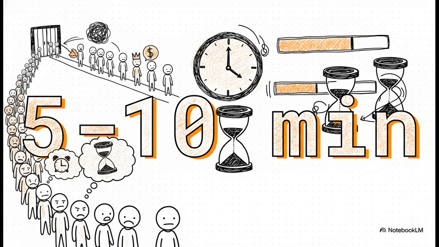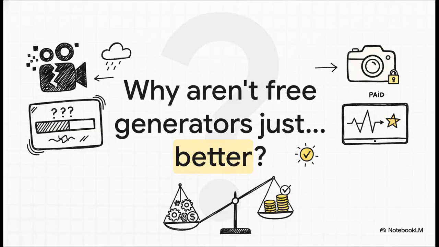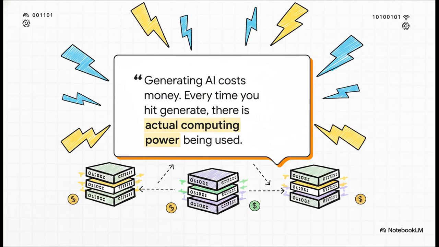What this means in practice is that a single 5-second video clip can take anywhere from 5 to 10 minutes to generate. If you're trying to make a longer video, well, you can see how that time really starts to add up. And all this begs the question, right? Why can't the free generators just be as good as the paid ones? The answer is actually pretty simple. It all comes down to one simple, unavoidable fact.